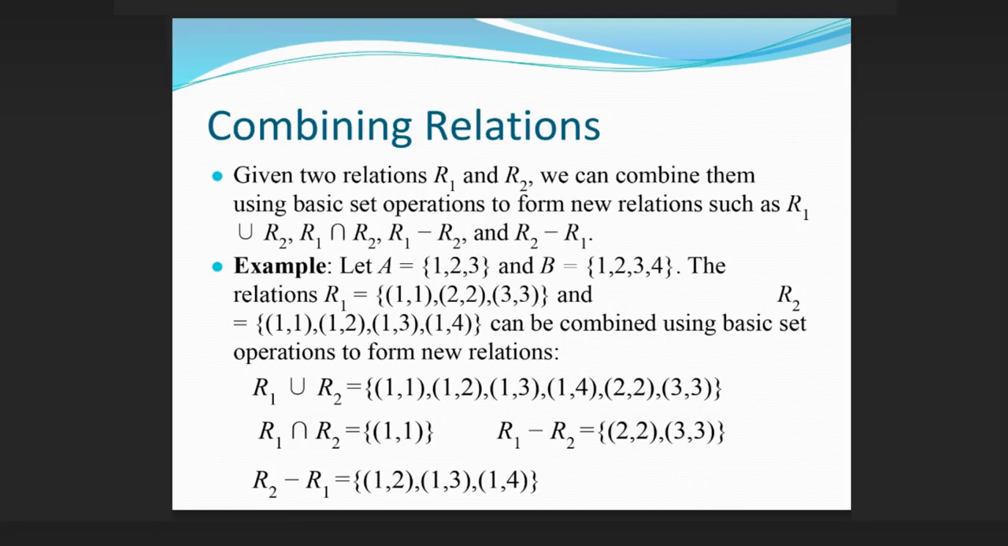R1 ∪ R2 equals {(1,1), (1,2), (1,3), (1,4), (2,2), (3,3)}. R1 ∩ R2 equals {(1,1)}. R1 − R2 equals {(2,2), (3,3)}. R2 − R1 equals {(1,2), (1,3), (1,4)}.